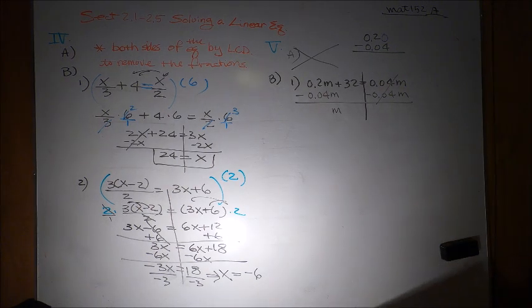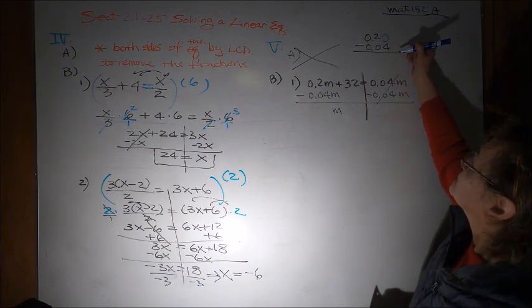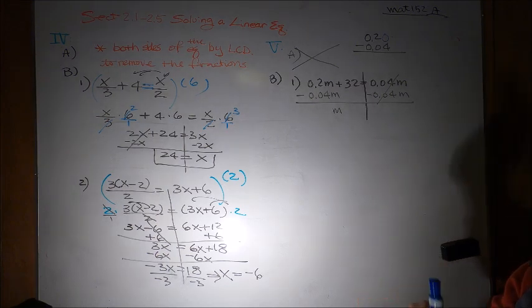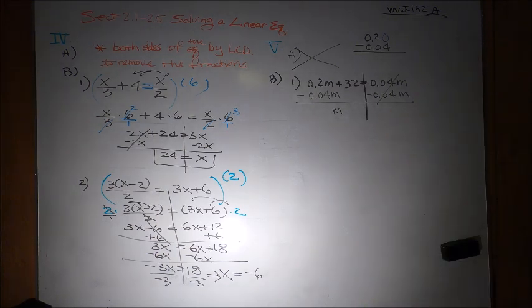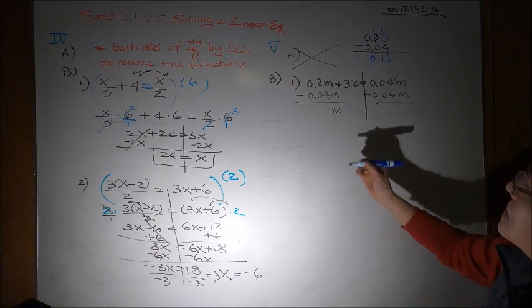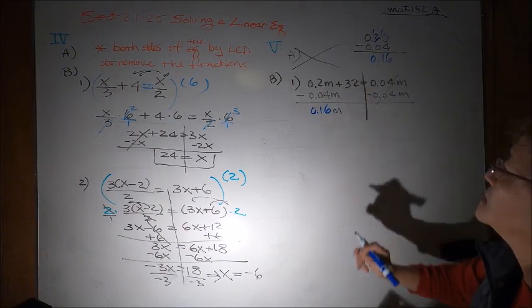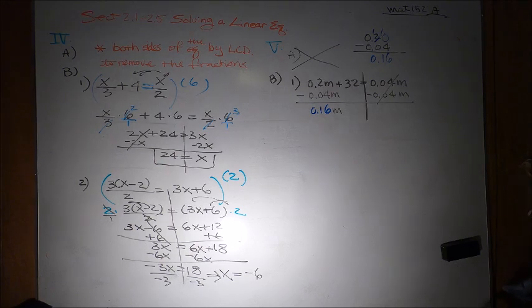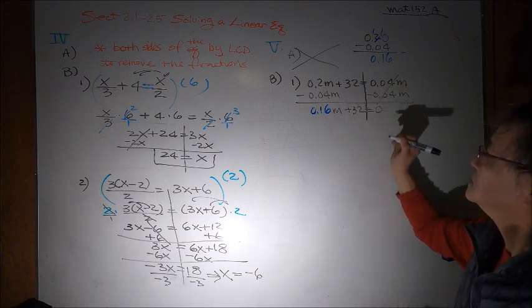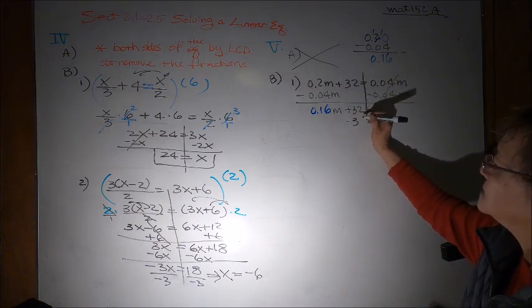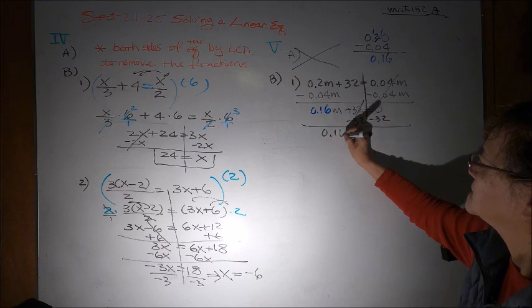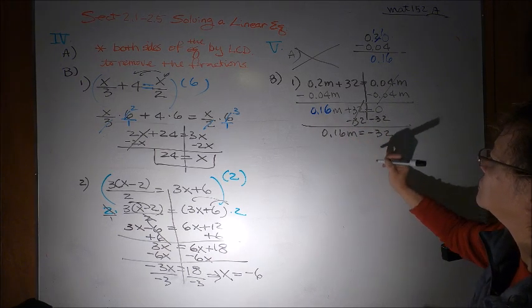You can only subtract from the larger one to the smaller one and decide the sign, right? So borrow, so that's 6, right? So that would be 0.16m plus 32 equals 0. Then what do we do? Minus 32 on both sides. What do we have? 0.16m equals negative 32, right?